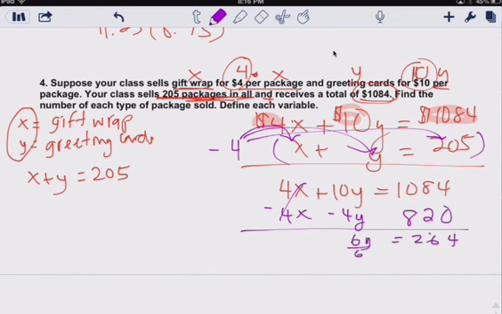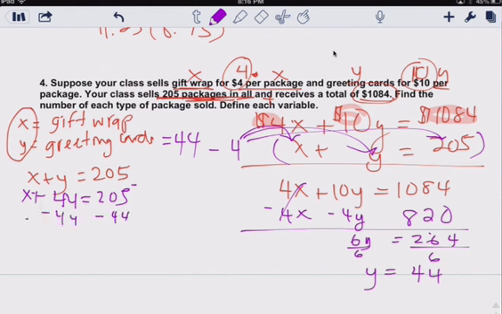6y equals 26, divided by 6. Y equals 44. 6 into 26 is 4 times. So you got 44 greeting cards. So basically, x plus y equals 205, so if you have 44, plus x equals 205, you minus 44, right? And you get x equals 161.